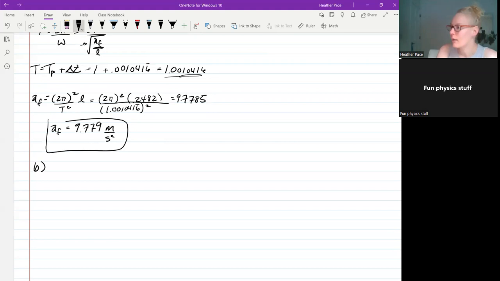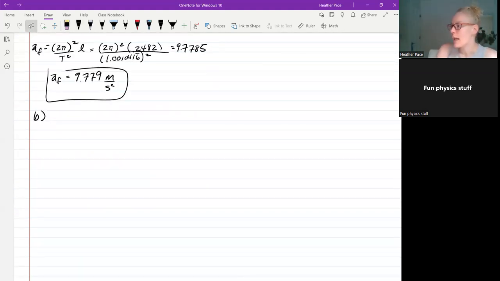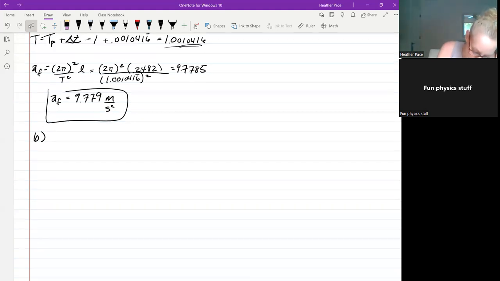All right, B asks, what length of pendulum bob is required for the clock to keep perfect time? Oh, I didn't do B online. I've got to fix that. So L equals question mark. I was like, gosh, I don't remember solving this.